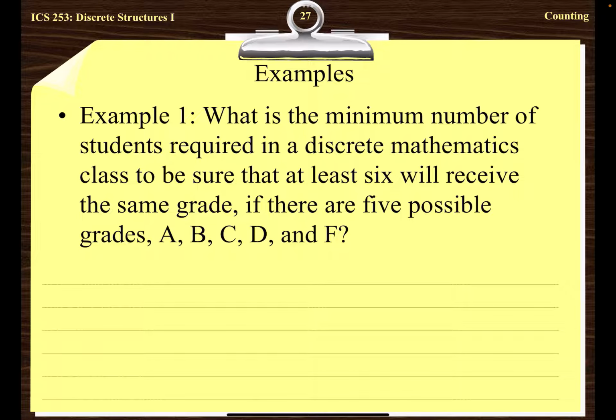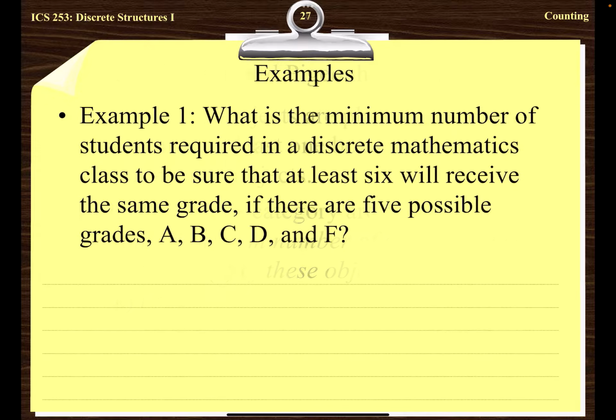What is the minimum number of students required in a discrete math class to be sure that at least 6 will receive the same grade if there are 5 possible grades A, B, C, D, and F? So basically, from n to r to k, what are we looking for? n, right? n is not given. n is what we want to find. What is the value of k? The k is 5 because I have 5 possible grades, A, B, C, D, F. These are my boxes, right? So what is the value of r?